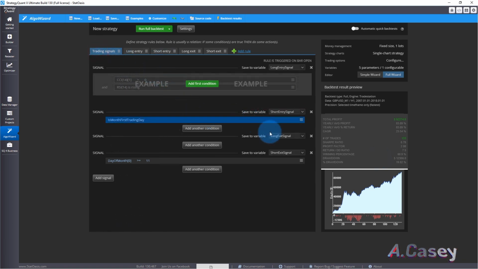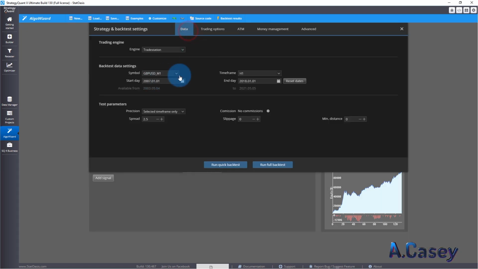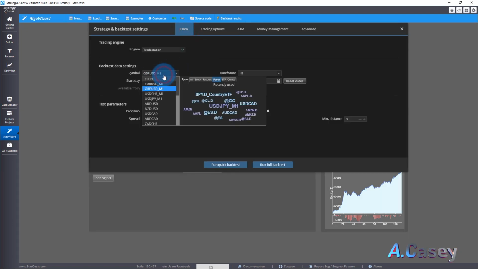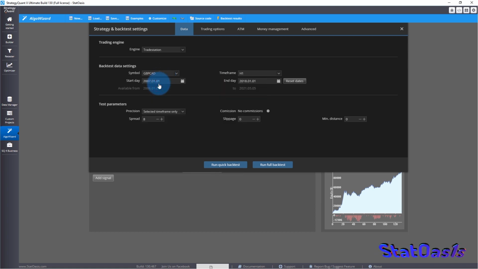Let me do one more thing to enhance the system. In my research, I found out that there is something between the European market and the North American market. And I'll show you what I mean. Currently, this is the British pound with the US dollar. And if I do British pound with the Canadian dollar, I didn't change anything, same everything. I just changed the symbol.